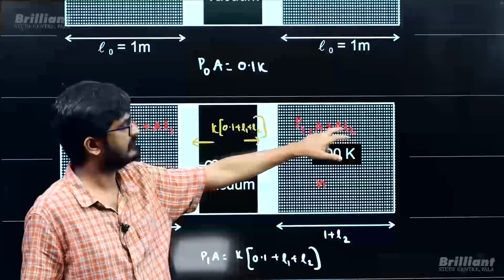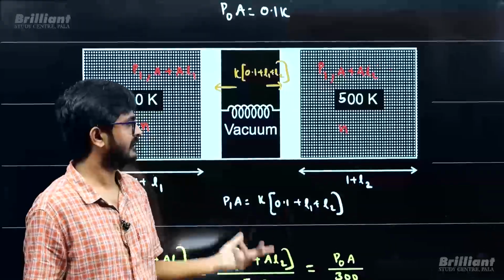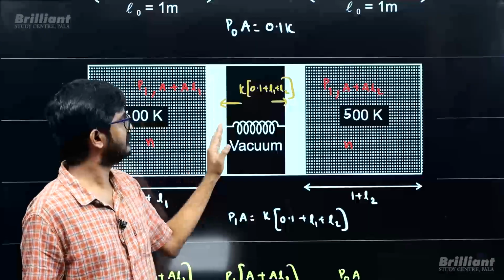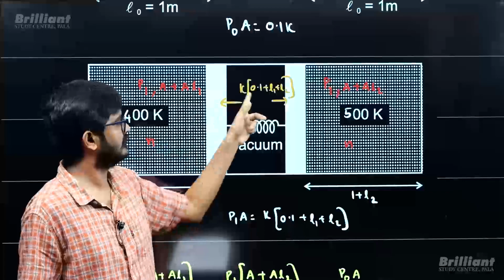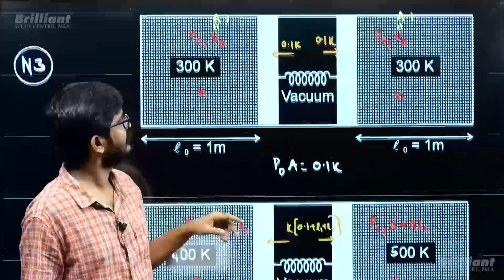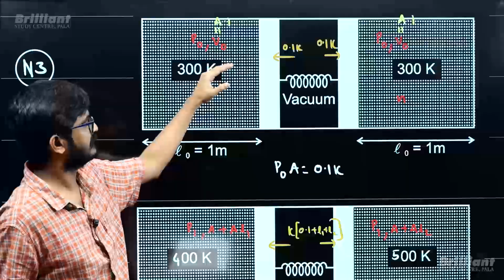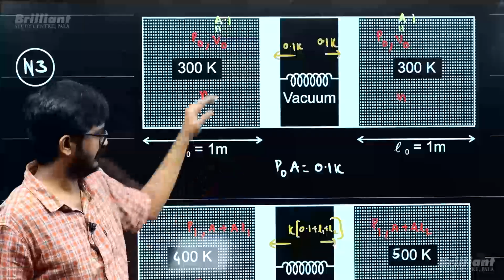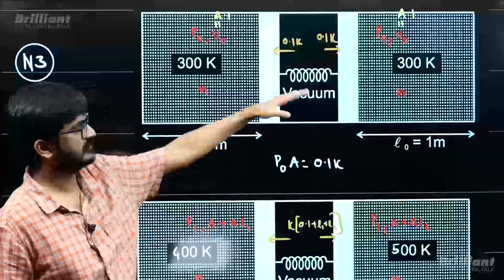This volume will become A plus AL2. Right. So, I can write for this piston, it is in equilibrium, so this pressure into this area equals this force. So, those two things I can write. Now, I need to use something like, this is gas, right? So, PV equals nRT, between those two gases.